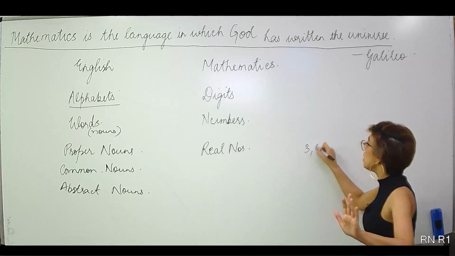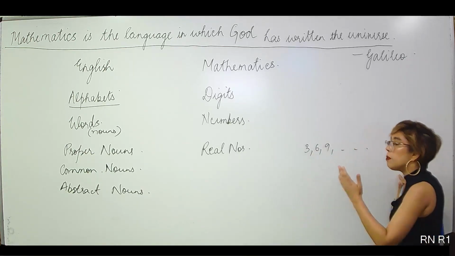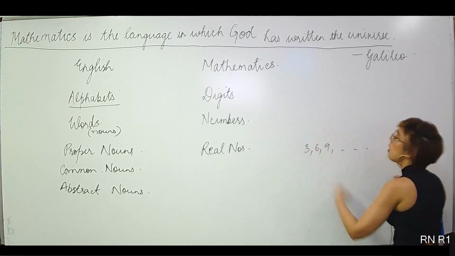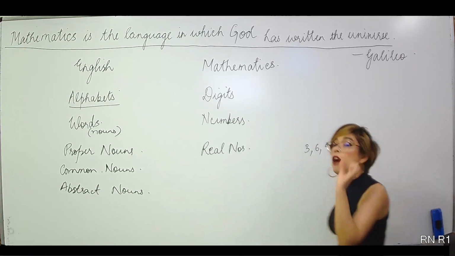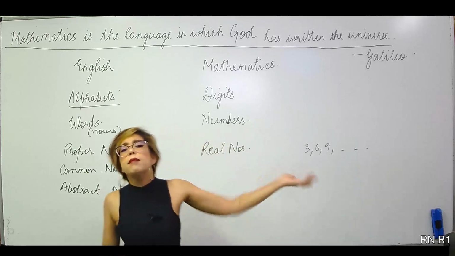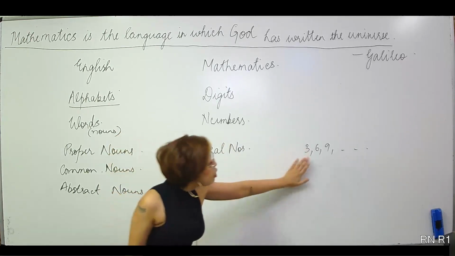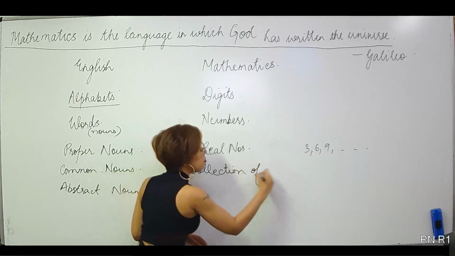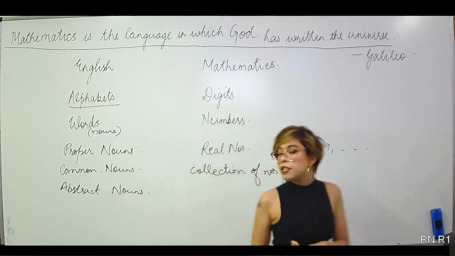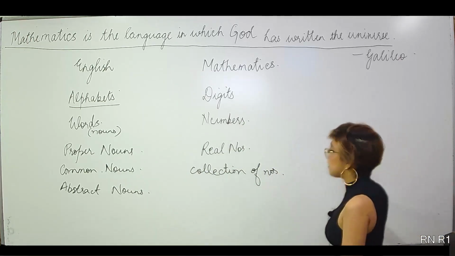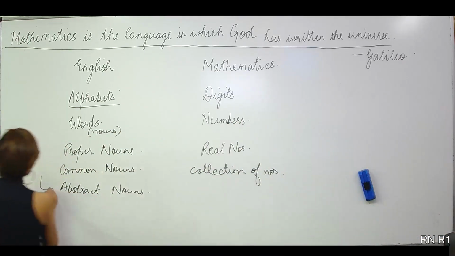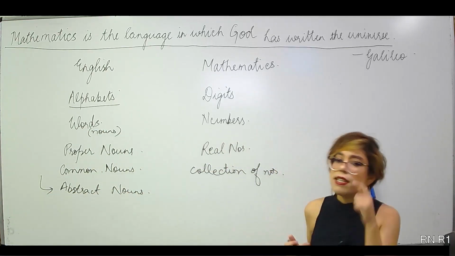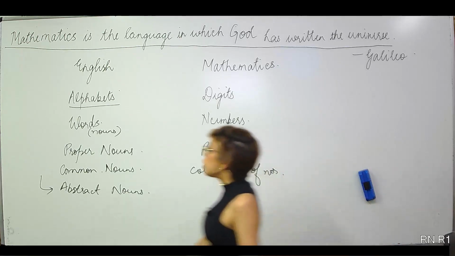So let me talk about 3, 6, 9 and so on. Collection of numbers, why? Because I've taken too many numbers and put it here, right? Collection. 3, 6, 9. They satisfy a very specific property, which is that they are multiples of three. So collection of numbers actually would be equivalent to common nouns. Alright, now the last and the interesting one, that is abstract noun. First of all, just think about some example of abstract noun in your mind. I'll just take a single example over here, singular, which is the word any.